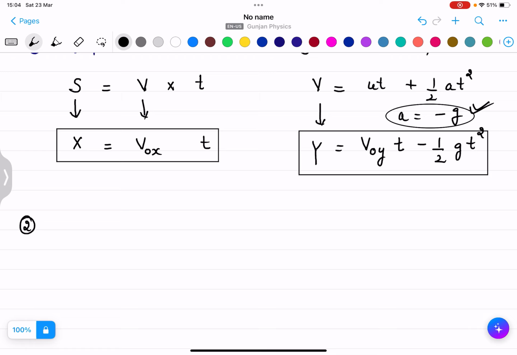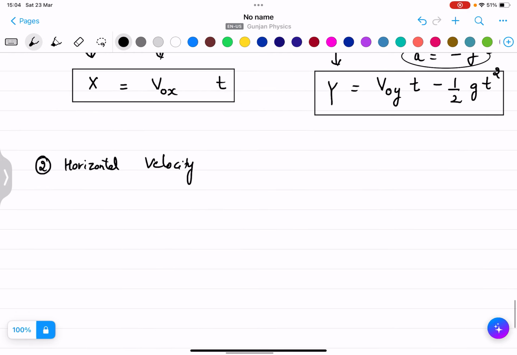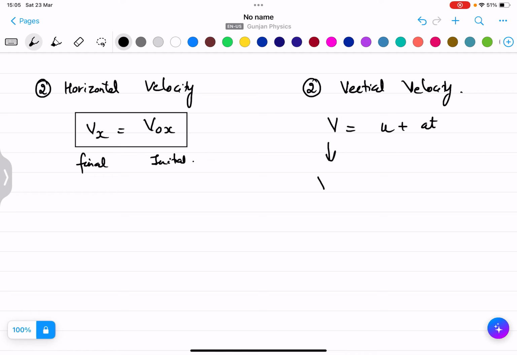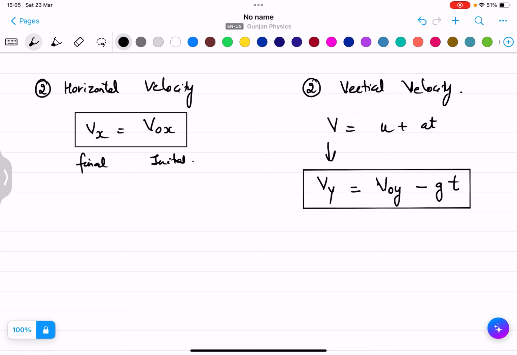Now the second equation is for the horizontal velocity. I explained it is always constant, because we neglect the air friction force. That means final velocity equals initial velocity. For vertical velocity, we again use the equation of motion: v equals u plus at. Here v is vy, the initial velocity is voy, and a equals minus g, so we write vy equals voy minus gt. We will use this equation for the vertical velocity.